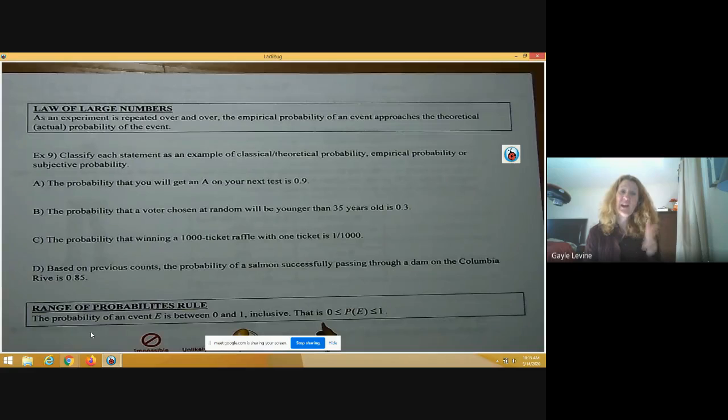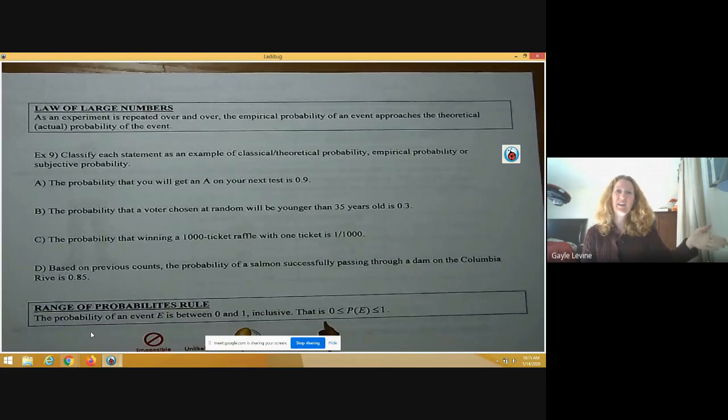And when I do that, now that probability should be getting a lot closer to the 0.5, because maybe one student had 2 heads and another student had 1 tail, and they kind of balance each other out. So that's called the law of large numbers.